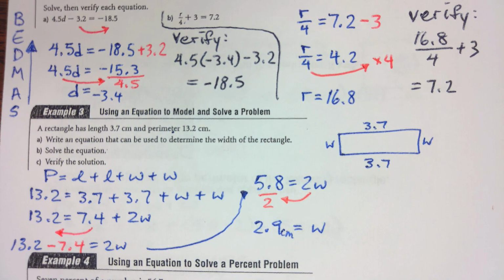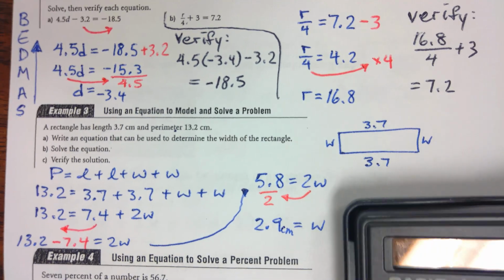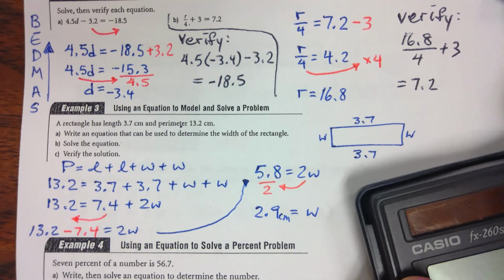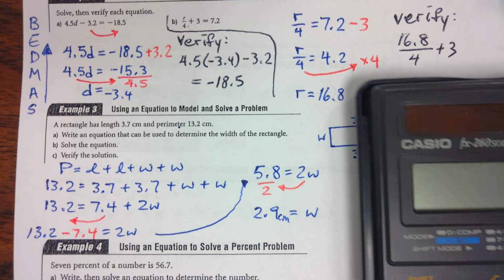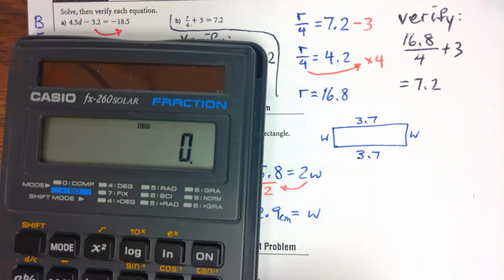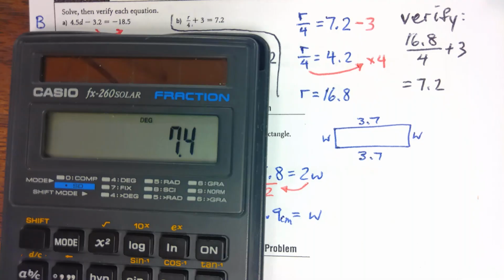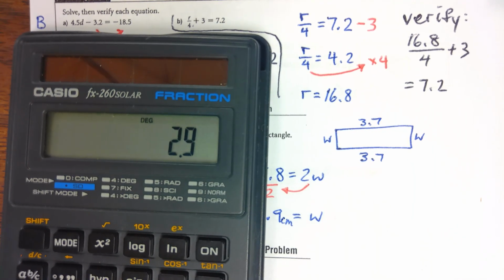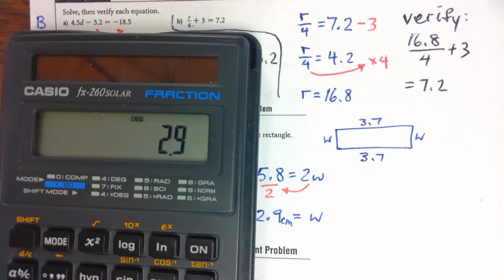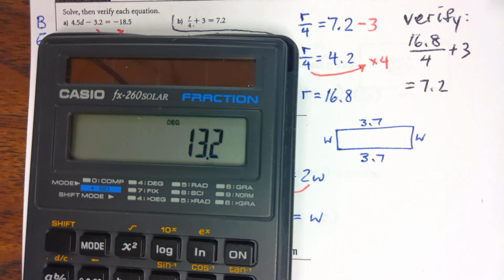Okay, and then it asks you to verify your solution. How do I verify it? Well, if W is 2.9, then all I have to do is 3.7 plus 3.7 plus 2.9 plus 2.9, and what should it give me? If my math is correct, 13.2. Ta-da!